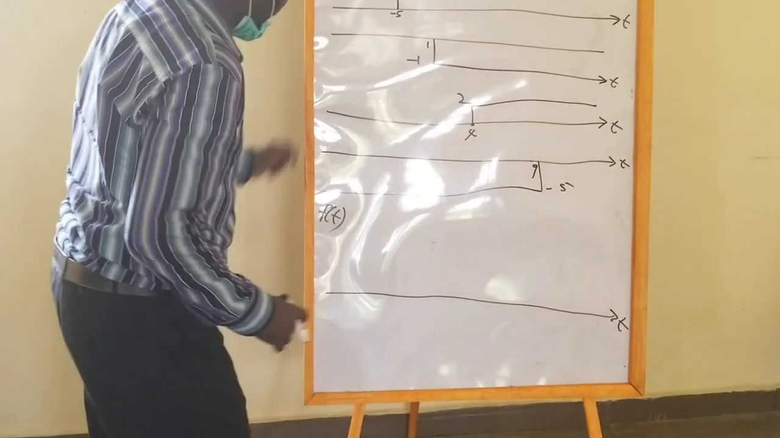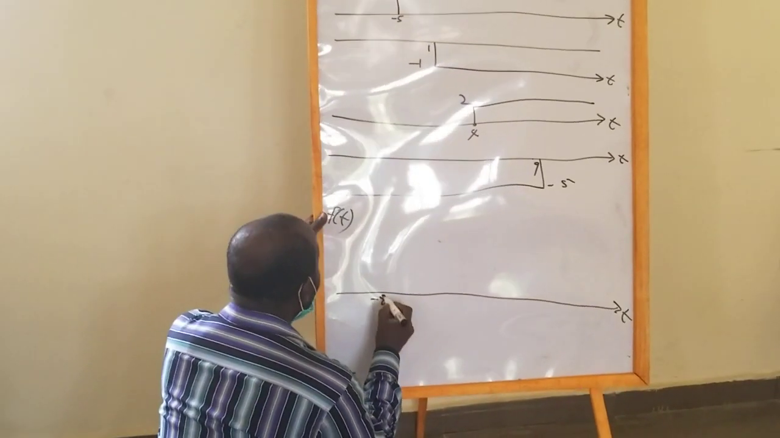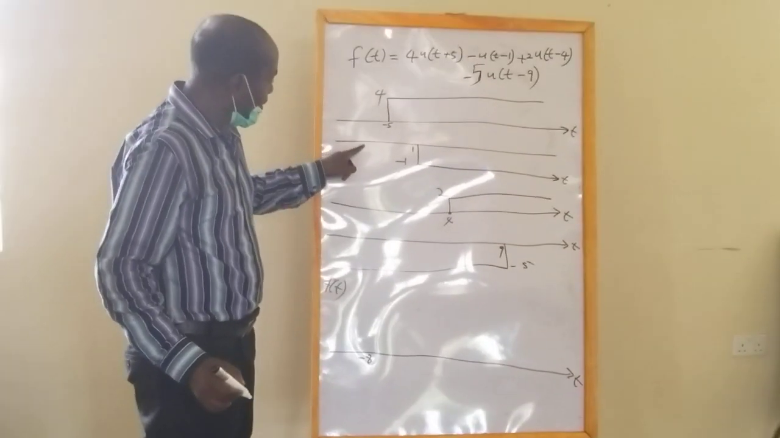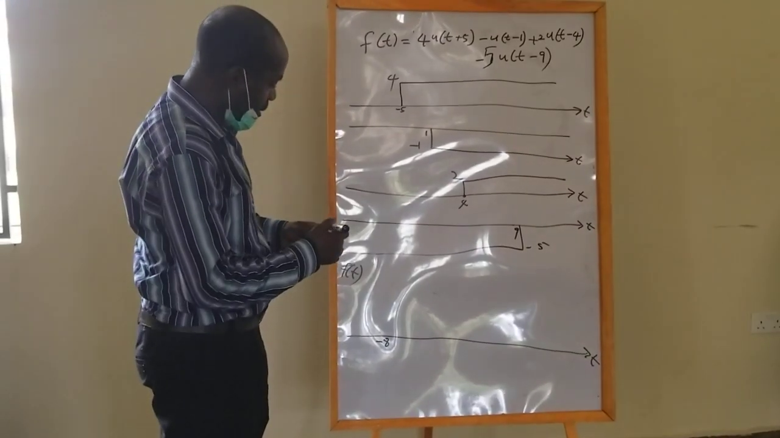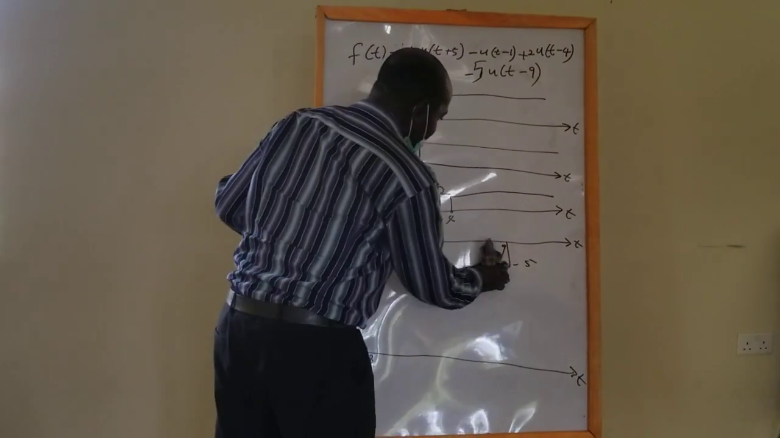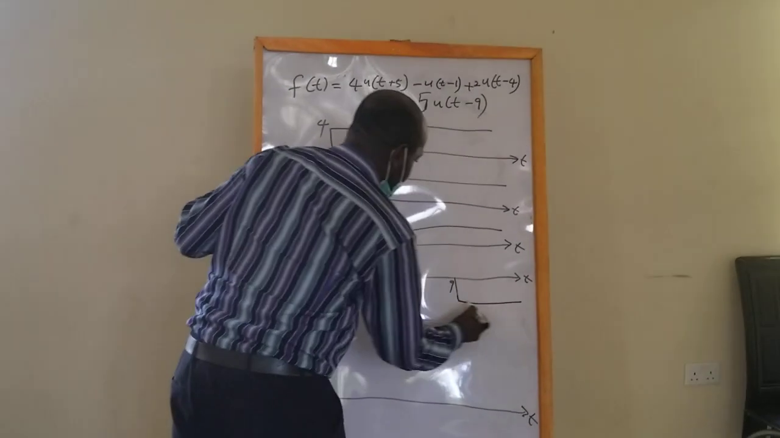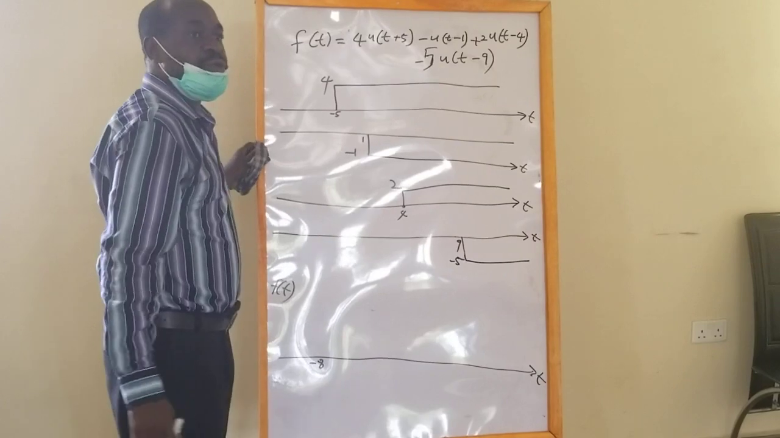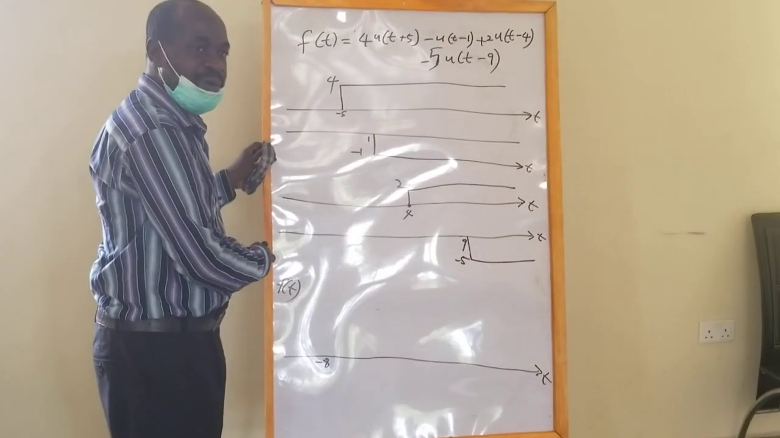Now, let me start from somewhere like minus 8. At minus 8, nothing is here. 0 is here. Oh, this is an error. This should not come to this side. It should go to that side. This is minus 5, because it is u of t, not u of minus t. If it had been u of minus t, what I drew before would be correct.